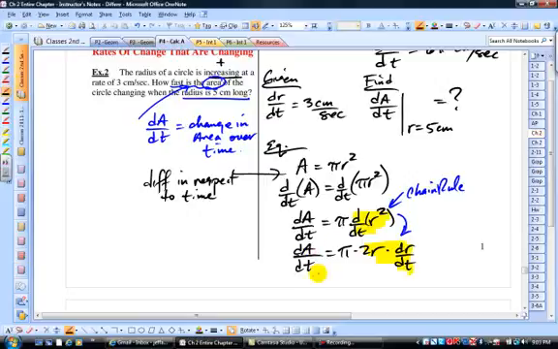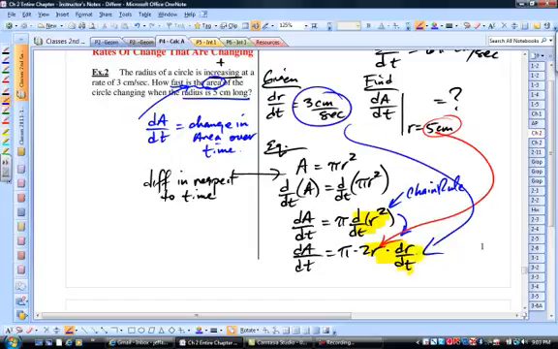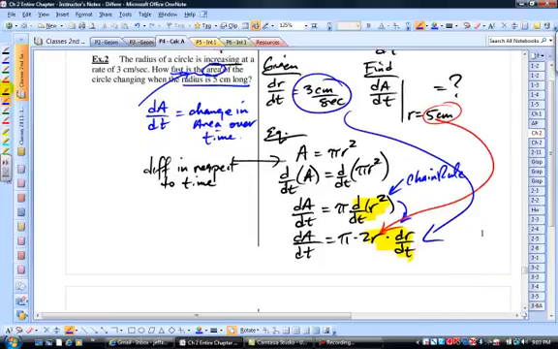Well, how fast is the area changing? I need to know the moment in time when the radius is 5 centimeters. So I want to substitute 5 centimeters in for the radius, and substitute 3 centimeters per second in for dr/dt, and then figure out what I have. So let's go do that.